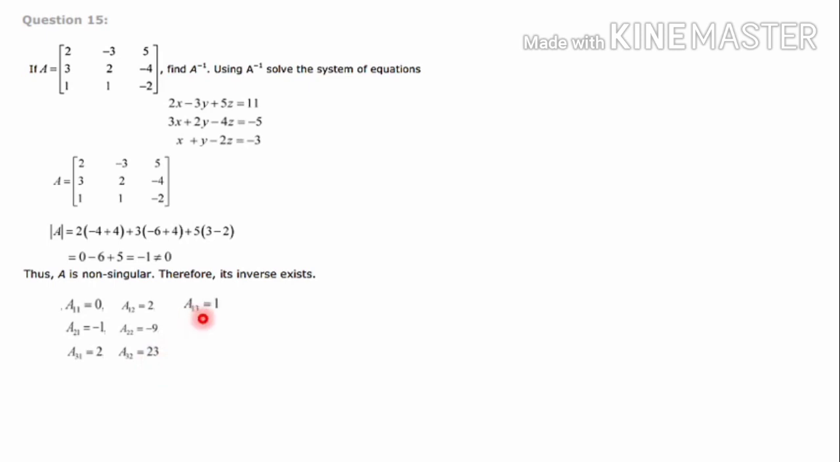Next element is A13. A13 is first row, third element. First row, third element is 5. If you take 5, that row and column is eliminated. 3 into 1, that is 3, minus 2. So 3 minus 2 is 1, plus 1. Here 1 and 3 adding them, you will get even number. So the final sign is also plus. So plus 1 is the answer.